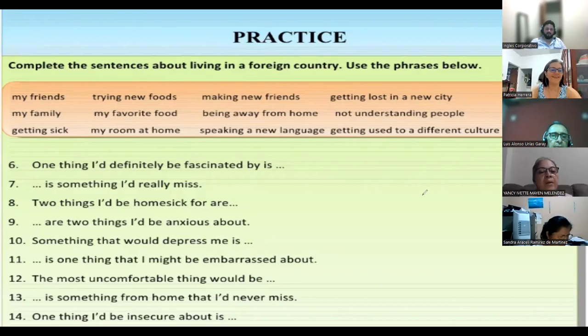Okay, guys, I want you to discuss, okay? This is not like, oh my God, I'm going to read this. I want you to talk. I want you to say why. For example, let's say that I'm talking to Luis. I'm going to say, hey, Luis, I think one thing I'd definitely be fascinated by is trying new foods. I'm planning to go to Mexico soon so I can taste their best food. Aside from that, I have some other interests, right?